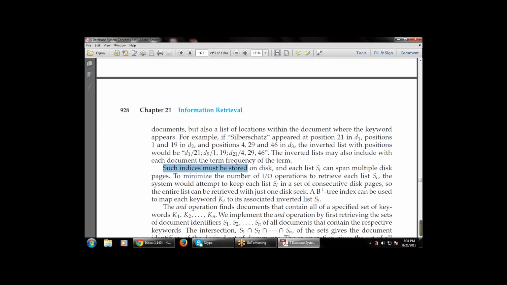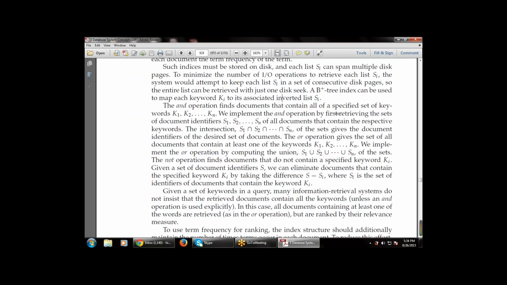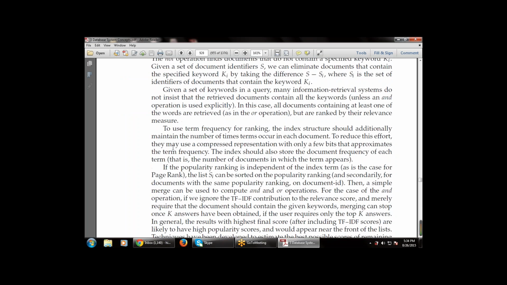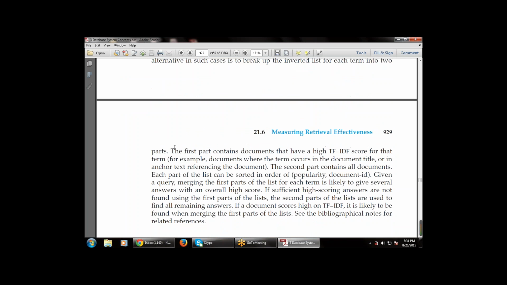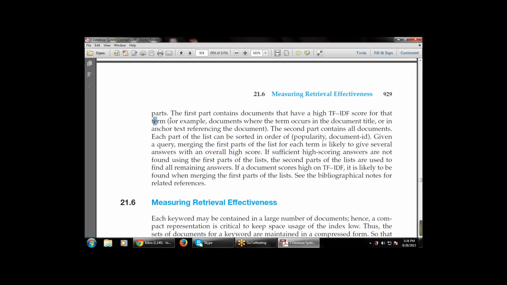Such indices must be stored on the disk, and each list Si can span multiple disk pages. To minimize the number of input-output operations to retrieve each list Si, we attempt to keep the list in contiguous disk pages. The AND operation will be used to find documents that contain the specified keywords K1, K2 until Kn. The first part contains the documents that have a high TF score for that term that appears in the document title.